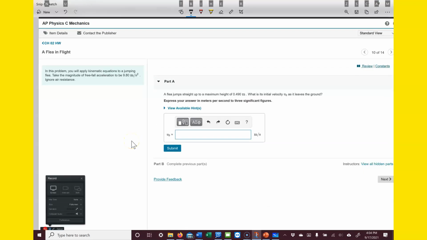All right, we are looking at problem number 10 on Chapter 2 homework. It says in this problem you apply kinematic equations to a jumping flea. Okay. The flea jumps straight up to a maximum height of 0.49 meters. What is its initial velocity v0 as it leaves the ground?